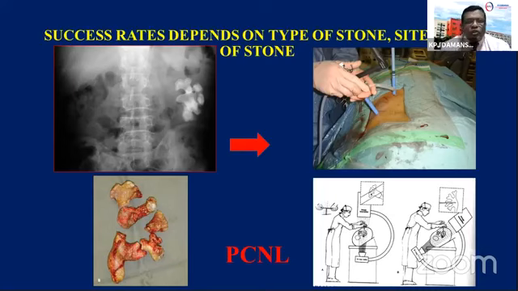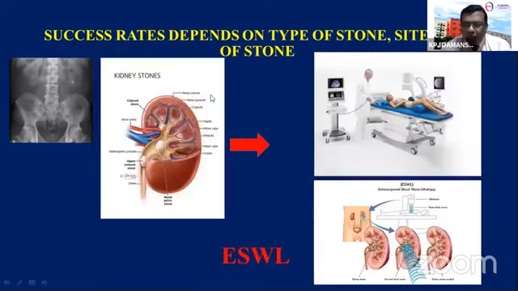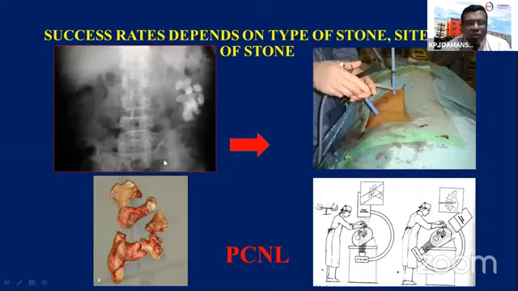Let's say you have a very big stone in the kidney. This is known as a Staghorn stone. Now, in a Staghorn stone, we cannot do shock wave. If we do a shock wave, the stones may break, but it's very big. They break into big pieces. They might fall into the ureter after breaking, and they may get stuck.